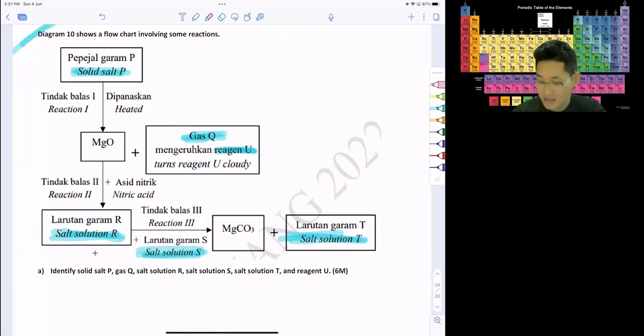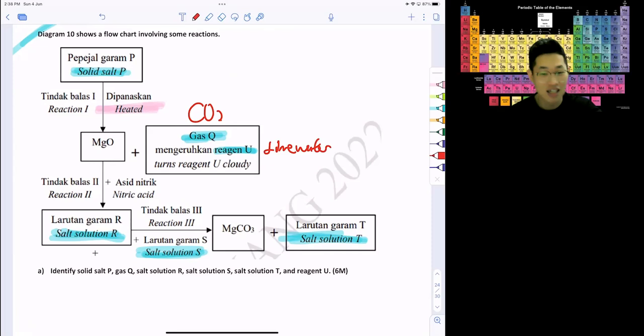Heat. One guess. Turns reagent U cloudy. Of course, the limewater turns cloudy. Then, okay, you see here, MgCO3. Okay, done for the top part.